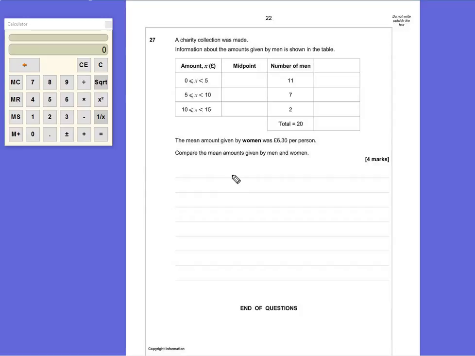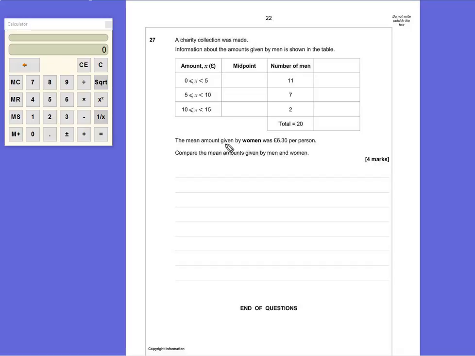Question 27. A charity collection was made. Information about the amounts given by men is shown on the table. What's been quite nice here is that it's actually shown us that we're going to have to look for a midpoint of these grouped values. And we know what the frequency is and the total.